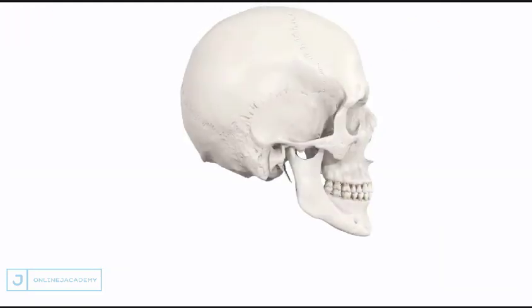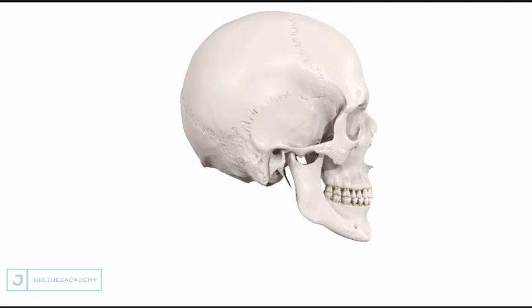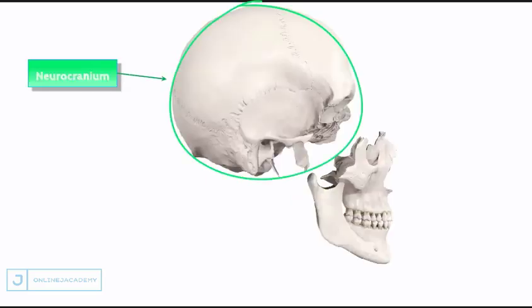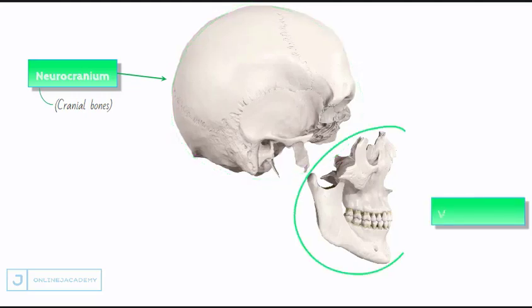So this is the lateral view of a skull. Okay, so this is what you have on your side view. If we break it up into two, we have the neurocranium, which is also called the cranial bones. We're going to talk about this in a minute. And here we have what we call the visceral cranium as well, also known as the facial bones. So let's talk about the neurocranium.